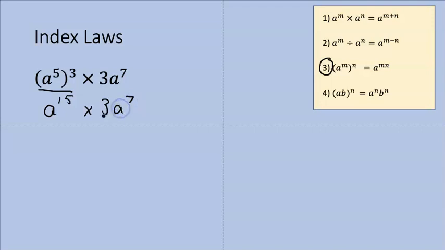Now, a question that most students ask me is, what happens if we don't have a number here? Well, you can either just imagine that it's 1, or you could just put 1 there. 1 times 3 gives me 3. And then because I'm multiplying my a to the 15 times a to the 7, I just add the indices again. So it's a to the 22.